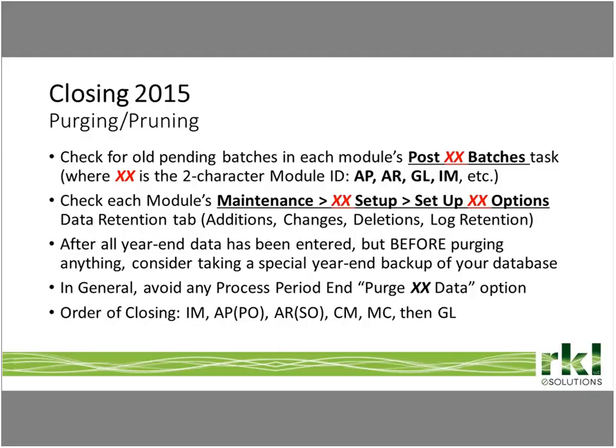Okay, so what can we get rid of in 500? What can we purge, what can we prune to try and reduce size of tables on disk and so forth? Each module has a post batches task where the pending batches for that module exist until they've been posted through. So it's a good practice to get in the habit of checking that each time you do a monthly close, if you're doing a period close, but particularly at year end, to see if there are any old pending batches sitting out there that need to either be deleted or processed through.